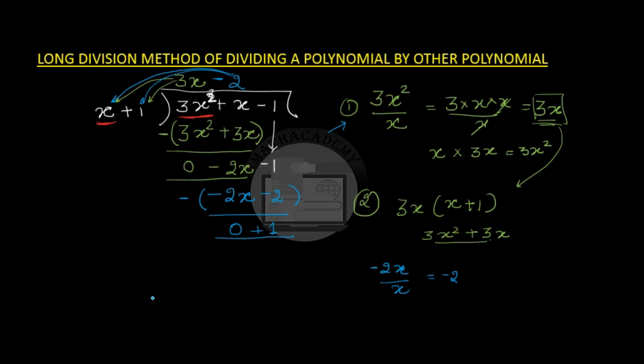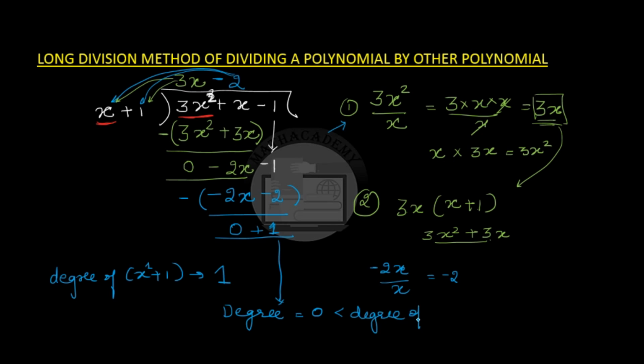Now ask yourself a question. Can 1 be divided by x? No, x plus 1 has a higher degree. The degree of x plus 1 is basically 1. Degree is the highest power of the variable, and here the degree of a constant is always 0. There is no x term here. The degree of whatever is remaining here becomes less than the degree of the divisor. That's when we stop our division. So we have to stop our division.